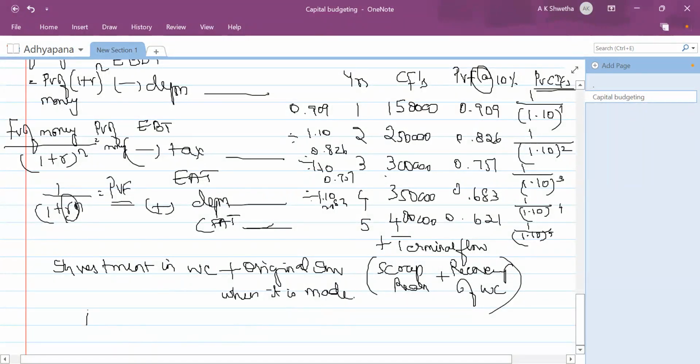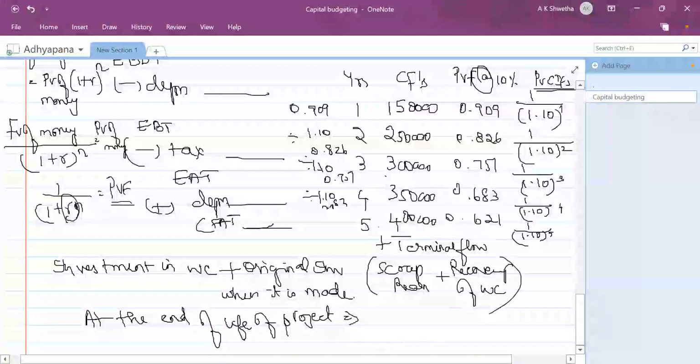Later, at the end of life of project, what will happen? At the end of life of project, the organization is going to generate revenue from the entire investment it made, correct? So whatever is locked up in working capital will be recovered at the end of life of the project. That is why it will be included as part of terminal flow at the end of the 5th year.